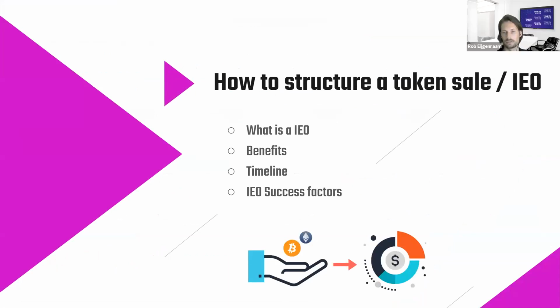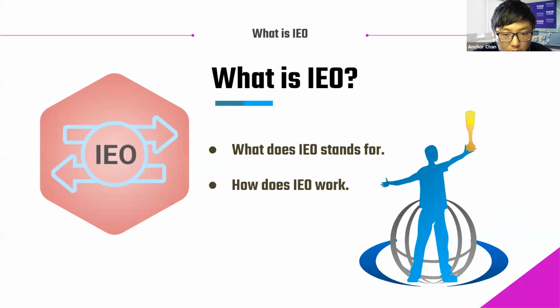Yeah. Okay, so I think Rob already explained how the token integration works with the project. So here is how to structure a token sale. Let's start with the basics: what is an IEO? IEO stands for Initial Exchange Offering, a unique cryptocurrency fundraising method.